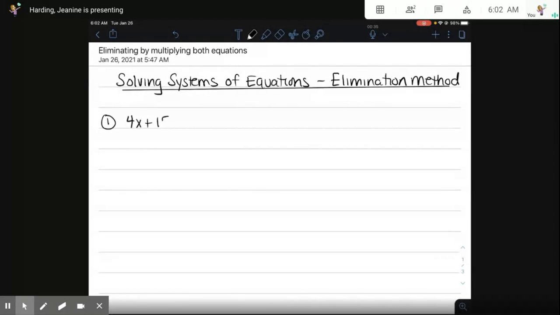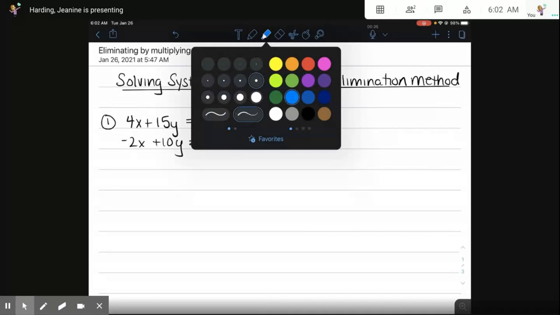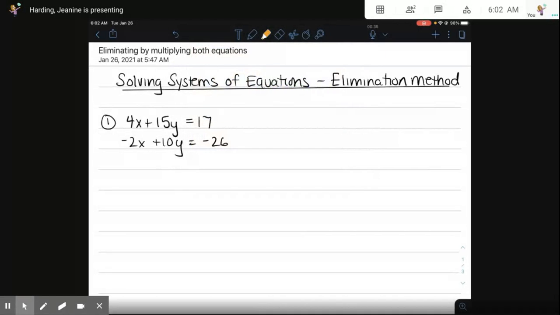4x plus 15y equals 17, and negative 2x plus 10y equals negative 26. So the first thing we're going to want to do is look at the coefficients of each variable and see which variable will be easy to get the same coefficient with different signs. Okay, so if I look at my x's, I have a 4x and a negative 2x.